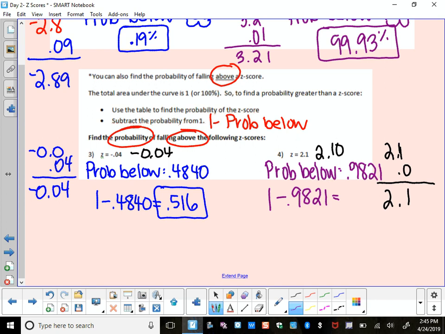You get negative 9820? I didn't get that. I got positive 9. You got what? 9822. Did you do 1 minus 0.9821? I want to put the decimal. Oh yeah, put your decimal in. Yep, I got 0.0179.